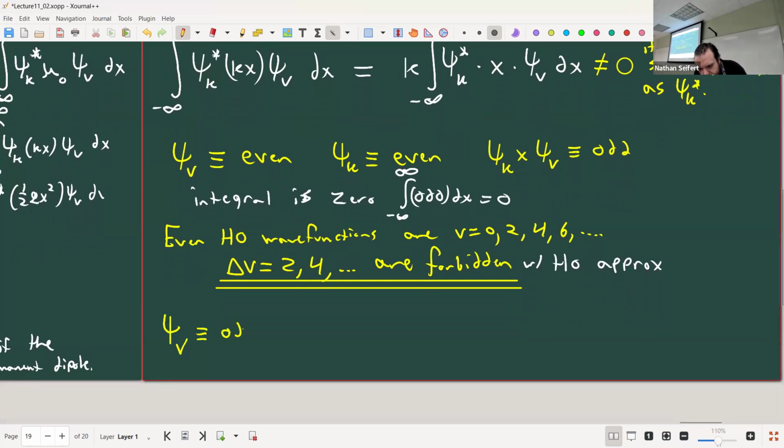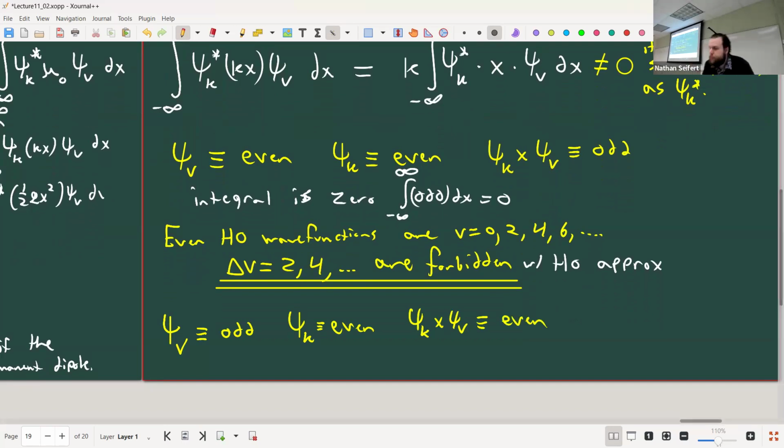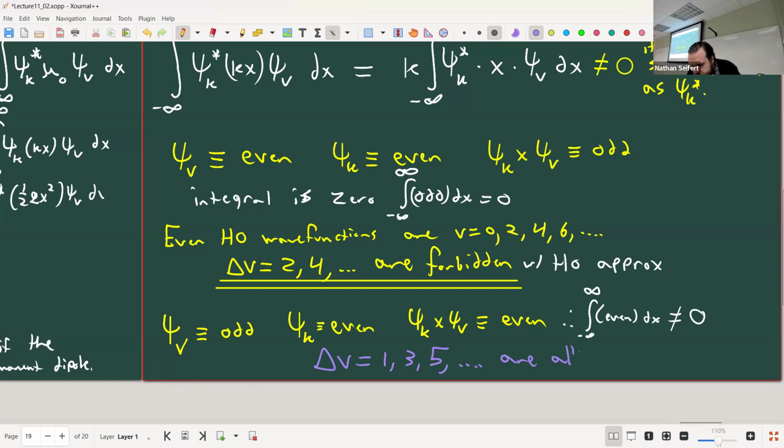So if we go, say, psi v odd and psi k even, then psi k x psi v is even overall, because you're multiplying two odd functions times an even function, that's even times even. And therefore you have an integral of an even function, which is not equal to 0. It has to be not equal to 0, and that means that delta v equals 1, 3, 5, and so on are allowed.